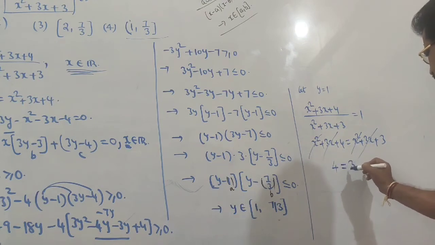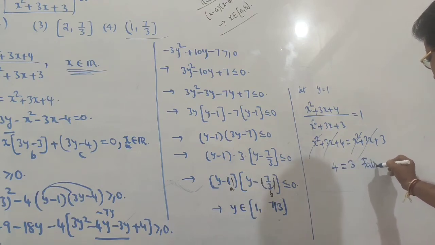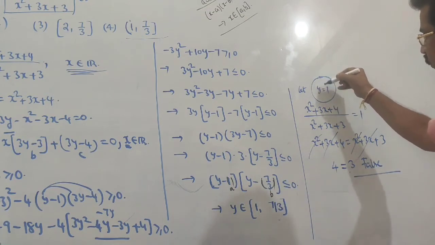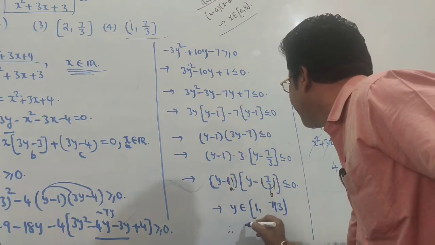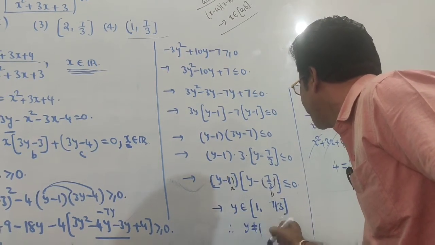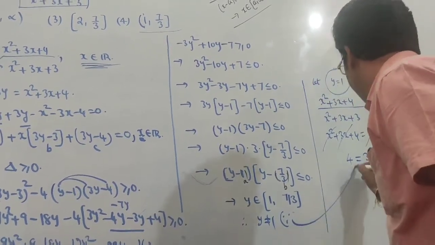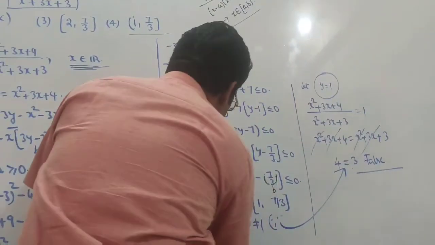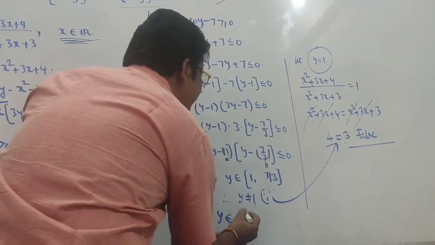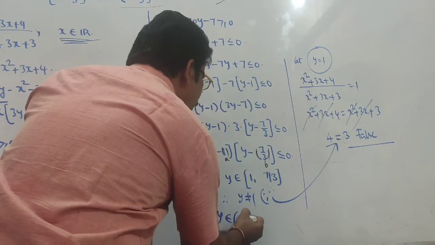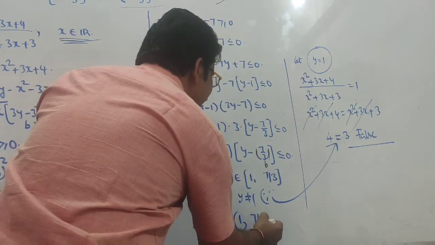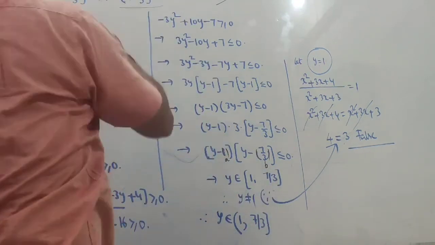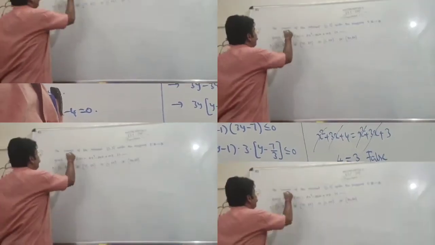Next, 4 is equal to 3, but it is a false statement. So due to this condition, y should definitely not be equal to 1, since this is a false statement. Therefore y must be except 1, which means it should be in the open interval 1 comma 7 by 3 in closed interval. Thus the fourth option is right, hence the problem.